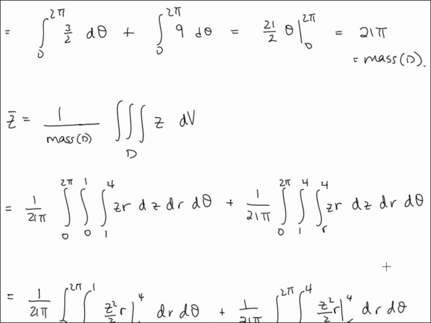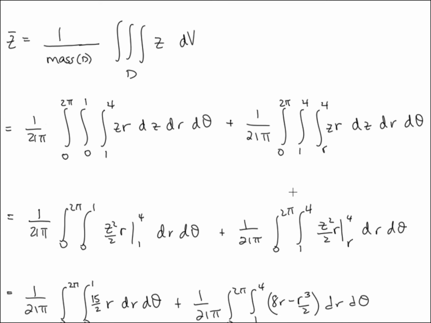And so our computation for the z-coordinate of the center of mass has a 1 over 21 pi on the outside. Our bounds are the same as the bounds on the other integrals, but now we have z with the r inside the integral because we're again looking for the z-coordinate of the center of mass.